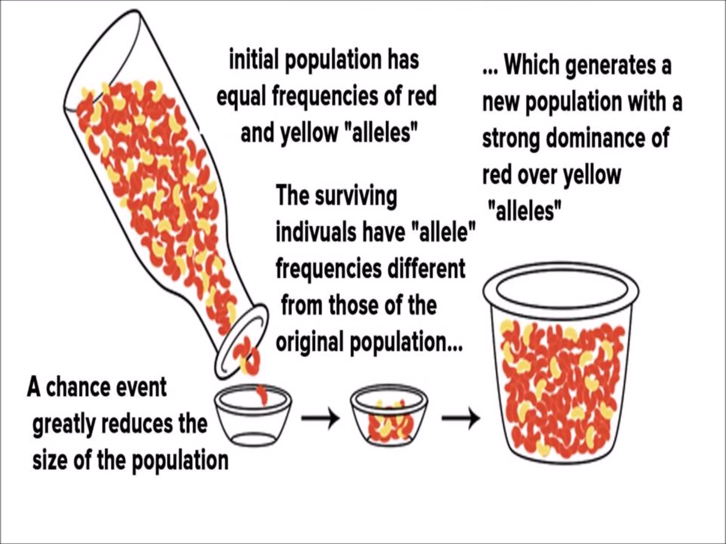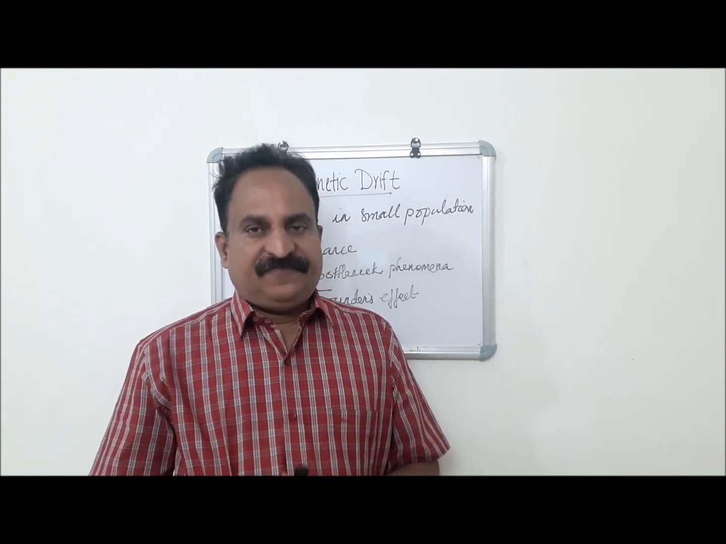This explains the bottleneck effect. The initial population has equal frequencies of red and yellow alleles. The surviving individuals have allele frequencies different from those of the original population, which generates a new population with a strong dominance of red over yellow alleles. The next one is the founder effect.